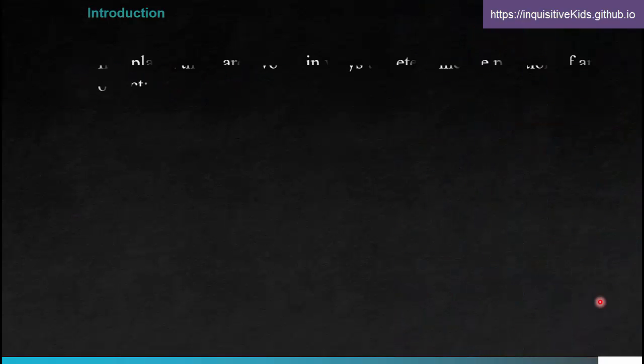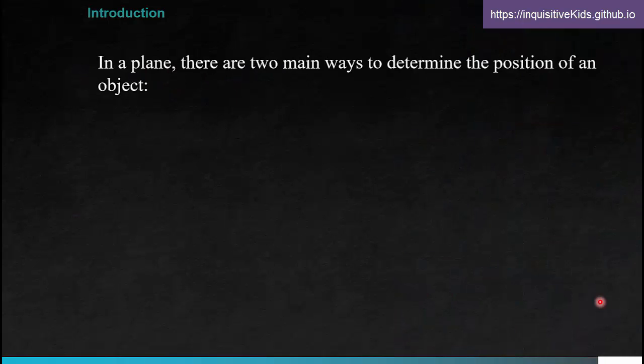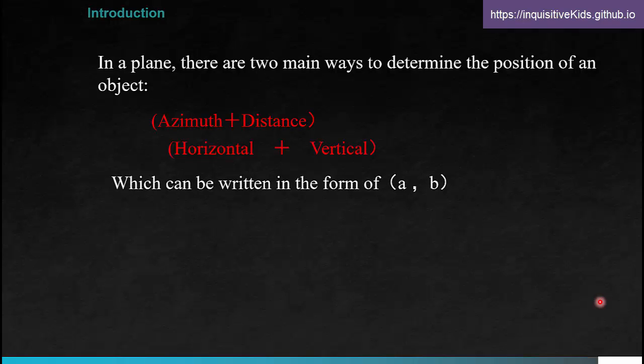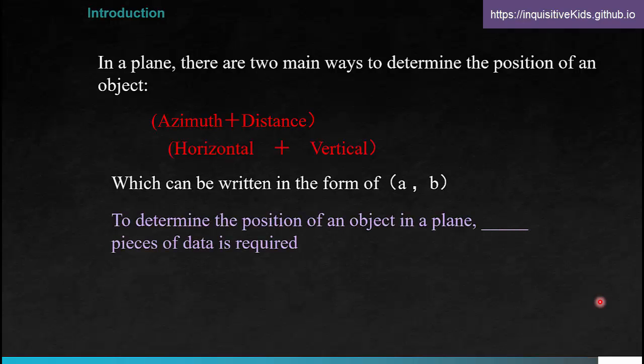So here's your introduction. In a plane, there are two main ways to determine the position of an object. First, we have the azimuth and the distance, which is really the angle and the distance. We also have horizontal and vertical values. Which one can be written in the form of (a, b)? To determine the position of the object in a plane, how many pieces of data are required? And we can fill that blank with 2.